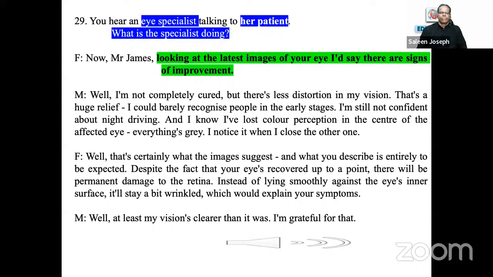Now, Mr. James, looking at the latest images of your eye, I'd say there are signs of improvement. Well, I'm not completely cured, but there's less distortion in my vision. That's a huge relief. I could barely recognize people in the early stages. I'm still not confident about night driving, and I know I've lost colour perception in the centre of the affected eye. Everything's grey. I notice it when I close the other one. Well, that's certainly what the images suggest, and what you describe is entirely to be expected. Despite the fact that your eyes recovered up to a point, there will be permanent damage to the retina. Instead of lying smoothly against the eye's inner surface, it'll stay a bit wrinkled, which would explain your symptoms. At least my vision's clearer than it was. I'm grateful for that. Got the idea?